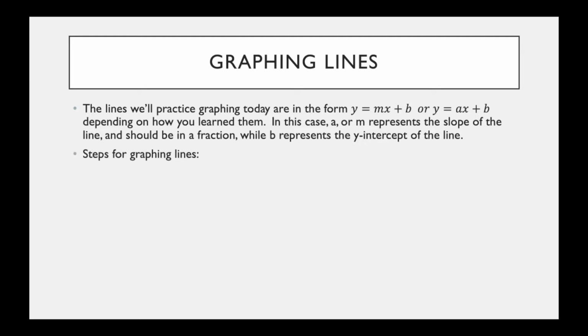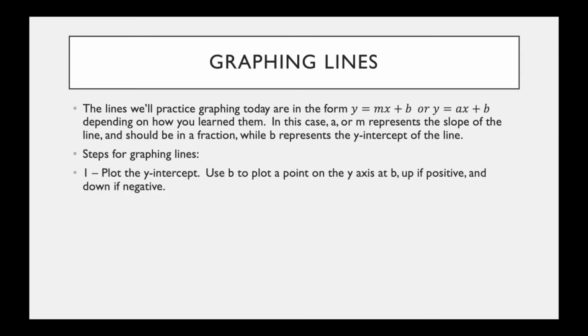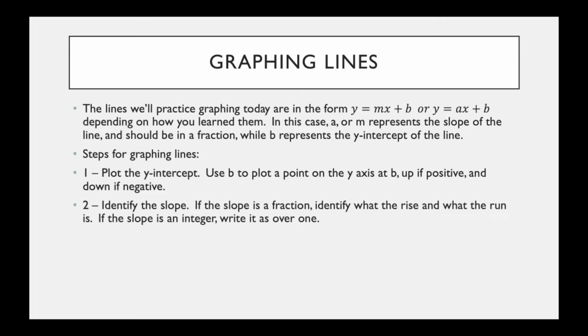So here are some steps. Make sure you have these down so that you can go through step by step if you're having trouble graphing lines. So first step is plot the y-intercept. So find whatever b is and use that to put a point on the y-axis. If b is positive, then you would go up that amount, put a dot. If b is negative, you would go down that amount and put a dot. So that's step one.